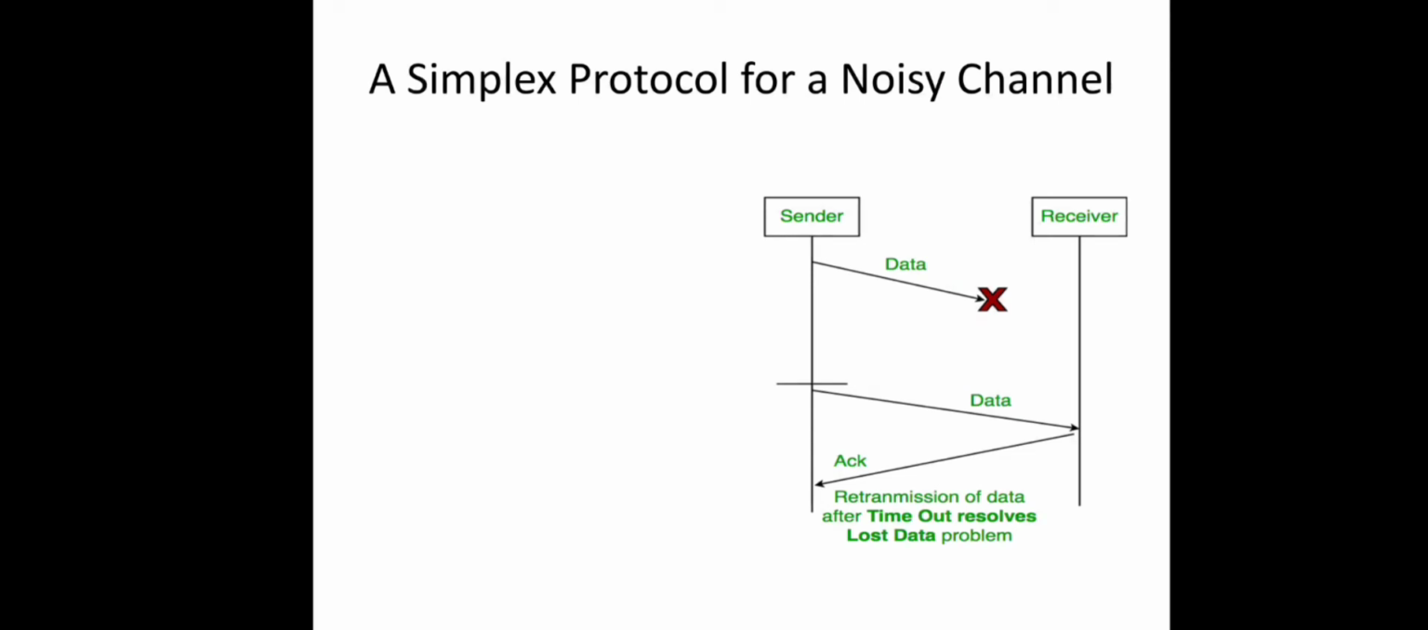In that case, how can flow control be provided? If the channel is noisy, what happens? In between, the data may be lost, right? Here you can see an example. A data frame sent by the sender is lost in between. It's not received by the receiver, so the receiver won't respond, right? The sender can send the next frame only if it receives an acknowledgement from the receiver, so it has to wait indefinitely. How to solve this problem?